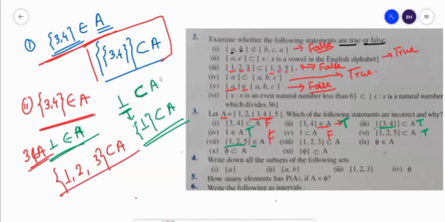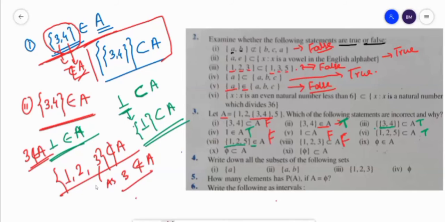See that this {3, 4} is in the form of a set. This is an element of the set. The single element 3 or single element 4 does not belong to A. They are in set form. So for number 8 you will write that 3 does not belong to A. Therefore it is not a subset. So the statement is false.